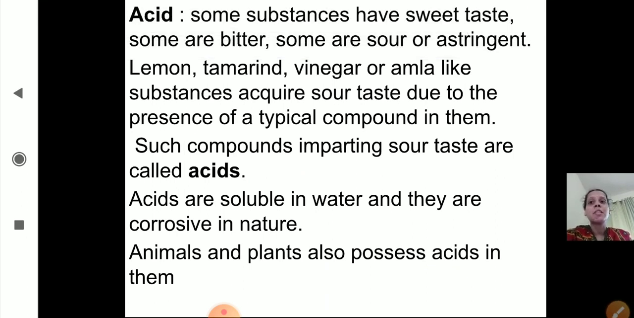Some substances have a sweet taste, some are bitter, some are sour or astringent. Lemon, tamarind, vinegar or amla acquire a sour taste due to the presence of a typical compound in them. Such compounds imparting sour taste are called acids. So which are the acids here? Lemon, tamarind, vinegar, amla. These are examples of acids.